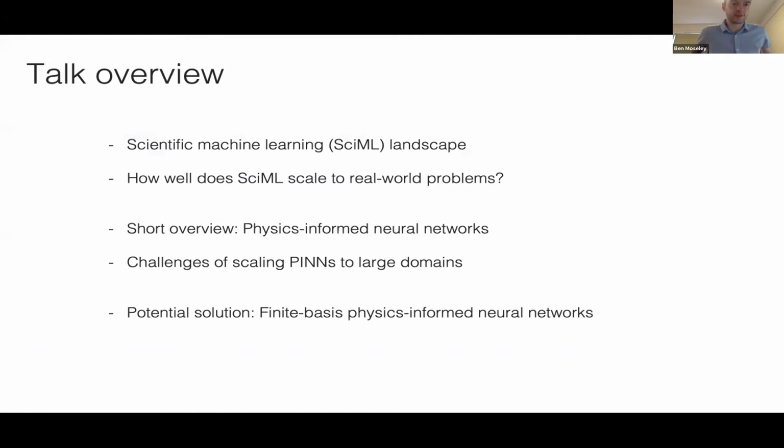So this is the overview of the talk. I've got three main sections. The first section is I'm going to take a step back and talk about scientific machine learning in general and my thoughts on the landscape of SciML. And in particular, one question that I'm really interested in, and how this work fits in, is how well do our current SciML techniques that we're developing, and there's a whole plethora of them, how well do they scale to real world problems? So rather than these toy and simplified problems.